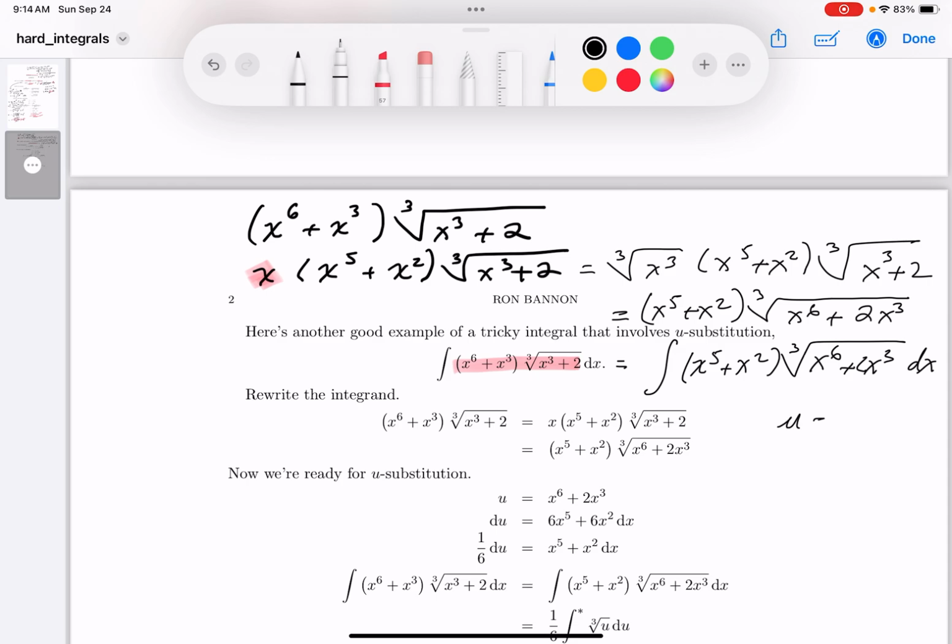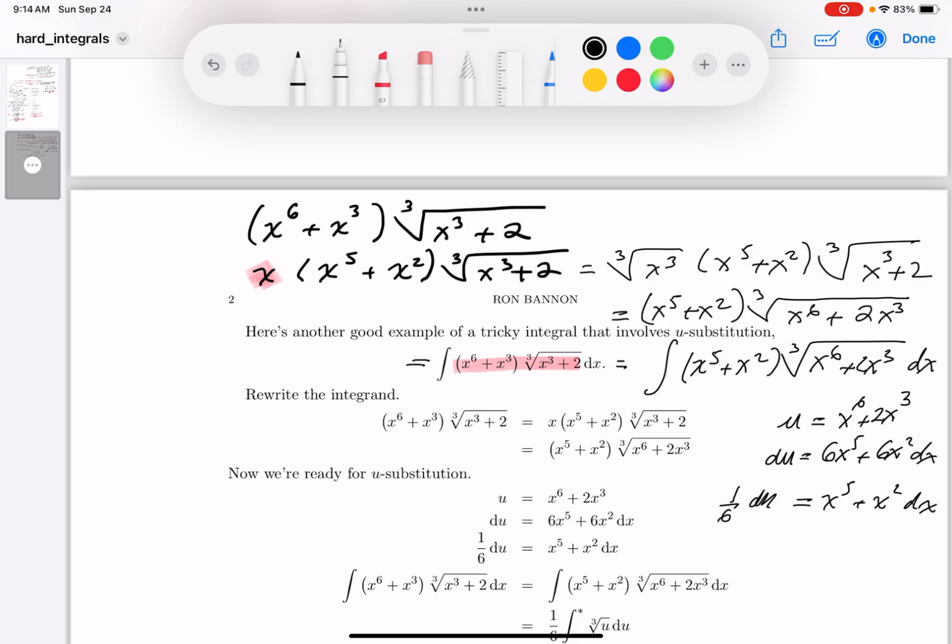I'm going to say u equals, because this will differentiate to something in the problem, x^6 plus 2x cubed. What's du going to be equal to? 6x^5 plus 6x squared dx. I'm going to divide both sides by 6. 1/6 of a du would be x^5 plus x squared dx. And I do see that in the problem now.